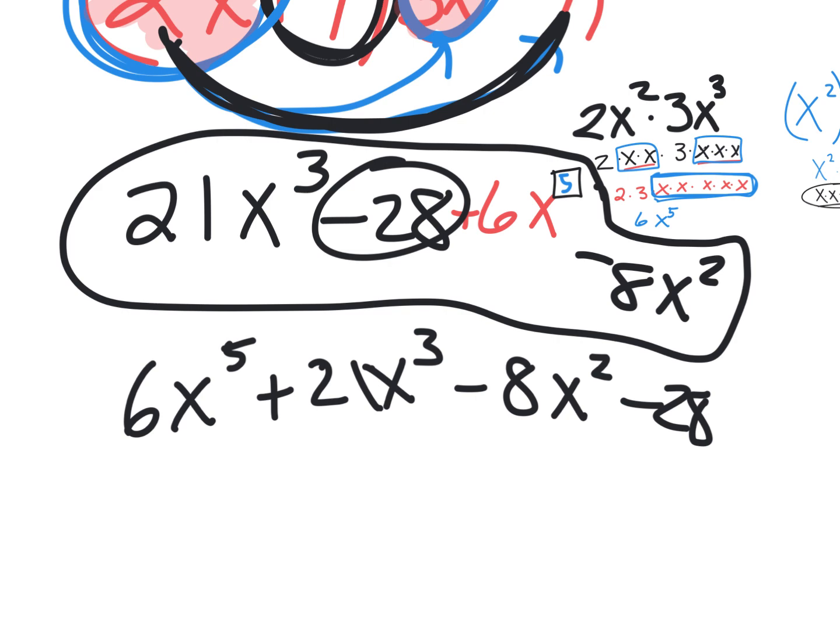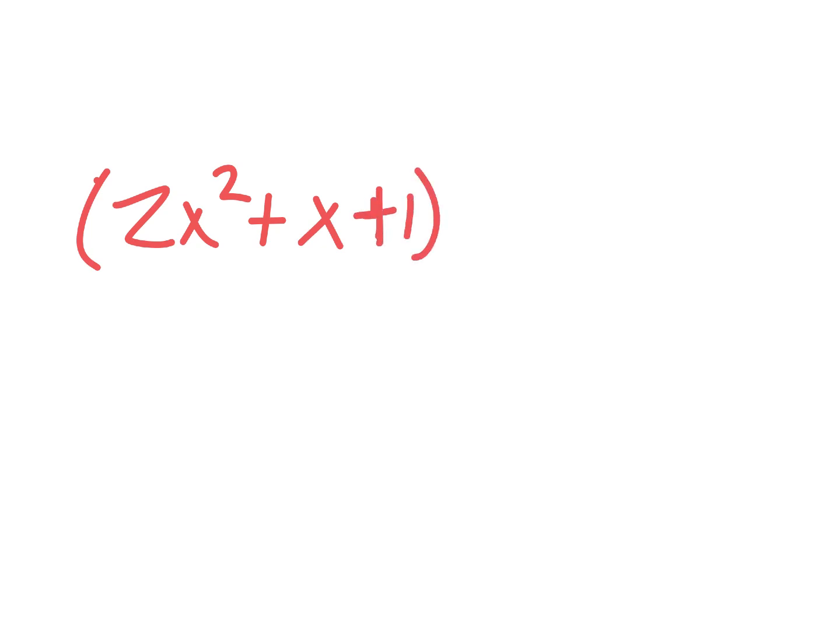But wait, there's more. The hardest kind today is this kind: a triple times a double. Everybody write this one down, ready? 2x squared plus x plus 1, that's a triple. That is called a trinomial. And we will not do a trinomial times a trinomial. It's just too much. It's getting gross. But we'll do a trinomial times a binomial.